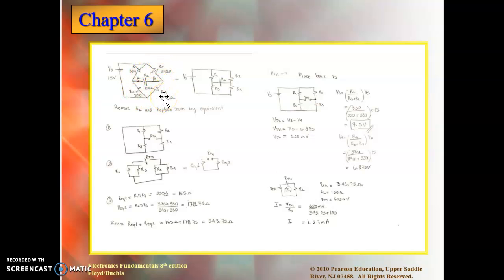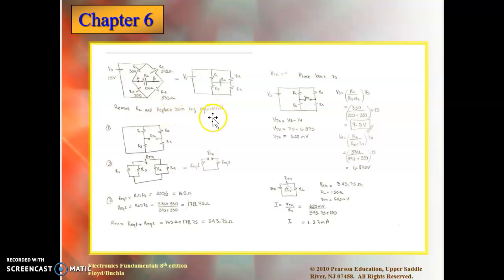Remember, I cannot assume the bridge is balanced. If they told me the bridge was balanced, then it's easy. I know the values of these points, and I know that the value here should be 0. But they are not saying that, so I have to analyze it. So I have my RL. The first thing is to remove the RL and replace the source by its equivalent.